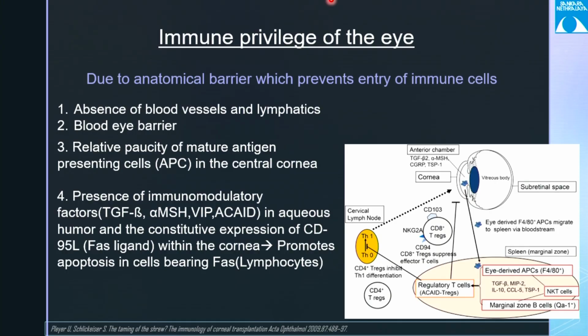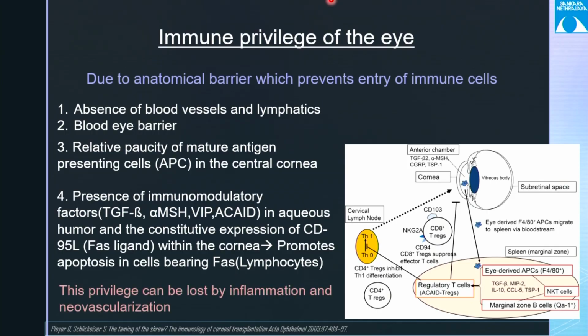The relative paucity of mature antigen presenting cells in the central cornea, and the presence of immunomodulatory factors like TGF-beta, alpha-MSH, VIP, which we'll be discussing in the next slide, in the aqueous humor, and constitutive expression of CD95 ligand, which is basically for the apoptosis of the cells bearing the lymphocytes. So this privilege can be lost because of inflammation and neovascularization.